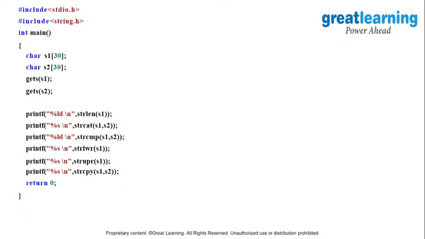Now let's continue. So you have an input, two strings, the character arrays s1 and s2, in which you are inputting values using gets. Let's suppose you put Amit in the first and Mahesh in the next. So these two strings you entered from the user with the help of gets. Now you are printing one by one. So strlen of s1, whatever the user had entered in the first string.